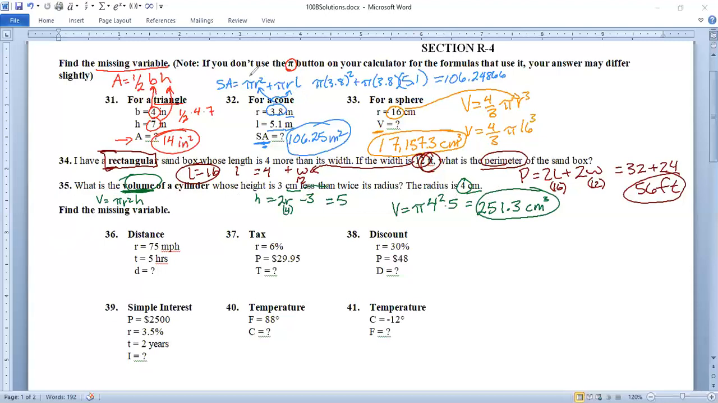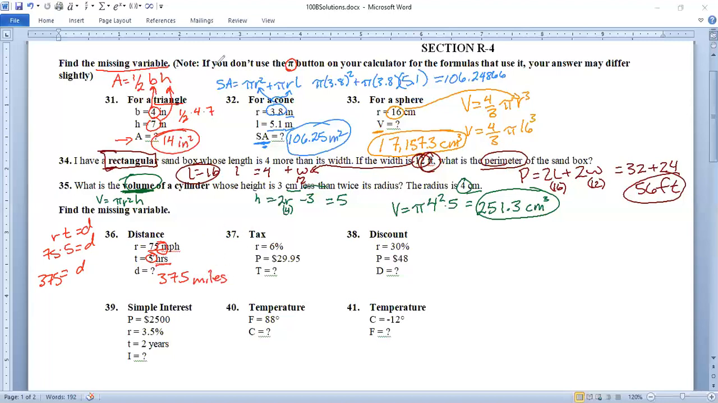All right, number 36. Find the missing variable for these formulas. These aren't shapes. We had other formulas in there where we had rate times time equals distance. So here's the rate, 75. The time is 5, so times 5 equals the distance. And so the distance is 75 times 5, which comes out to 375. 375 what?